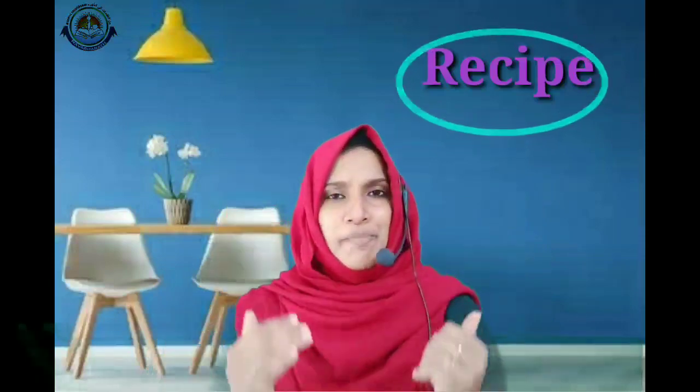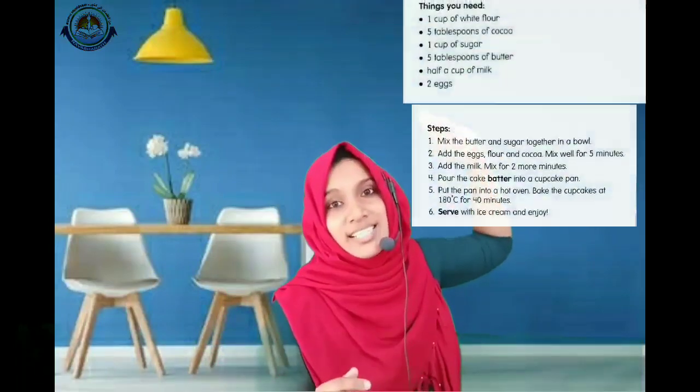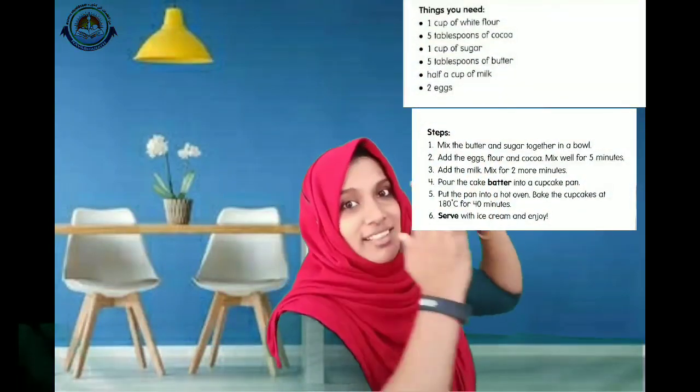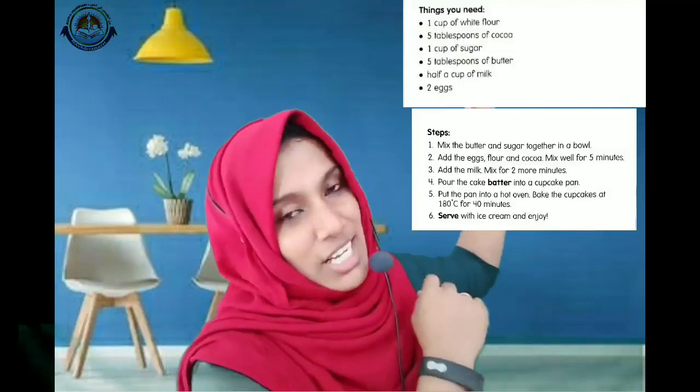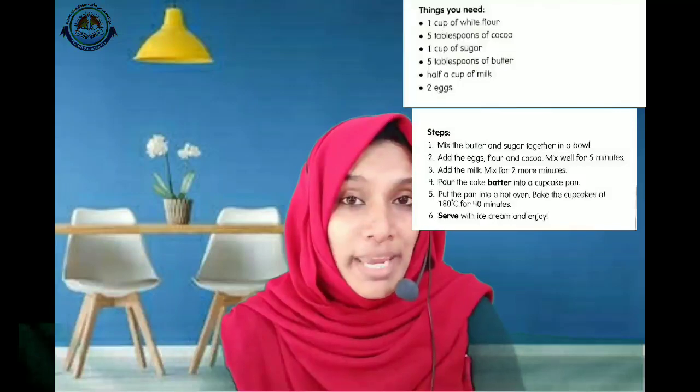So dears, these are all for today's class. So what have we learned today? Right, we have learned about the recipe. The recipe helps us to make the tasty, the yummy food. And this recipe has 2 parts. It is the ingredients, means the things we need to make the food, and the steps. So these 2 parts help us to make the tasty, yummy food. So these are all for today's class.